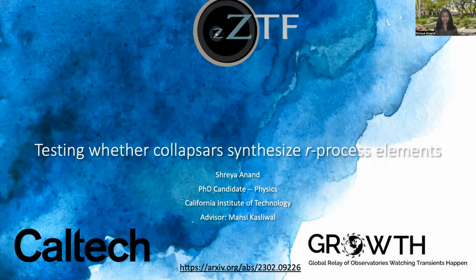My name is Shreya Anand, and I'm a fifth-year PhD candidate in physics at Caltech. And today I'll be talking to you about my paper on testing whether collapsars synthesize r-process elements. The paper has been submitted to ApJ, and you can find the arXiv link right here.